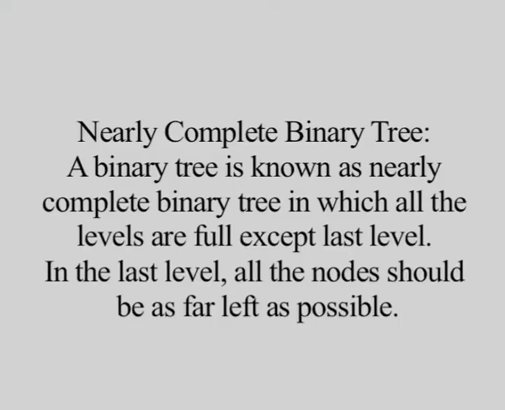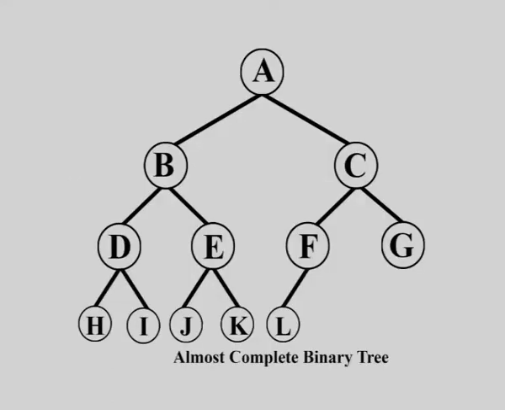There is another binary tree known as almost complete or nearly complete binary tree, in which all the levels are full except the last one. In the last level, nodes must be present as far left as possible. The binary tree shown in the figure is an almost complete binary tree of height 3, in which all the levels are full except the last level. The last level has only 5 nodes which are as far left as possible.